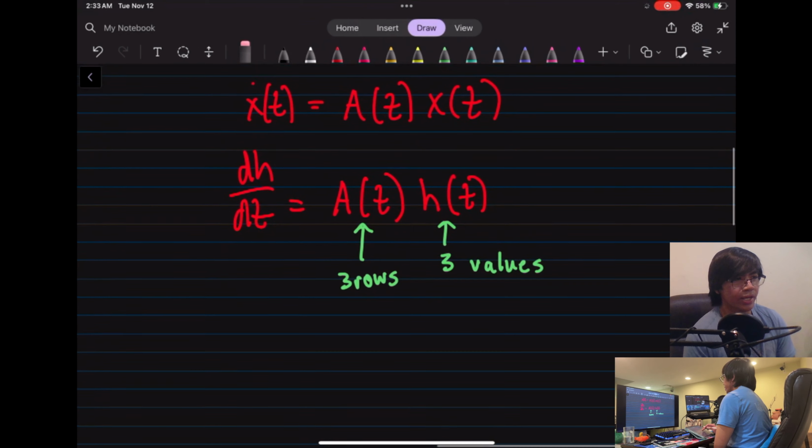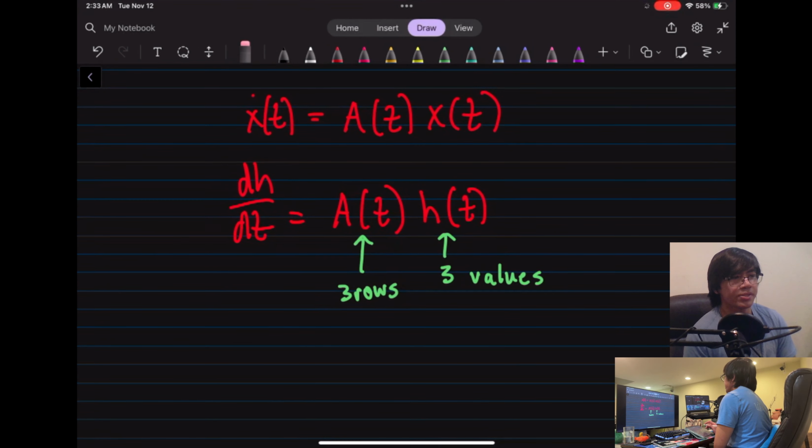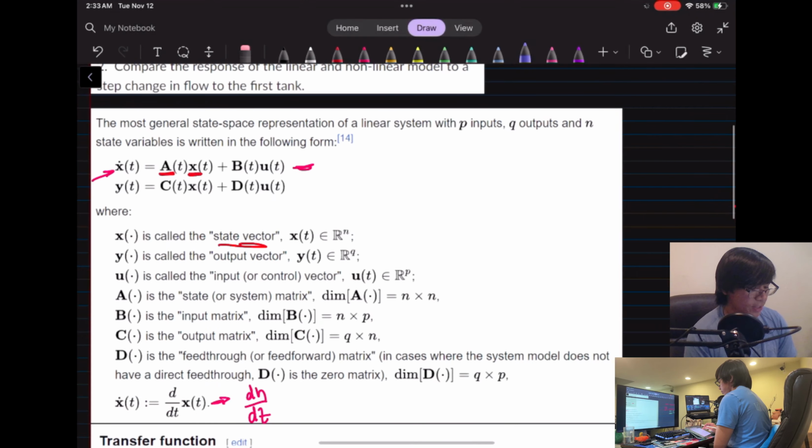But again, this A matrix, we call it matrix A, is the dependence of our right-hand side, dH/dt, on our state variable. So in our case, it would be how the change in height depends on the individual heights of the three tanks themselves. So again, moving on, we also have our B and U.